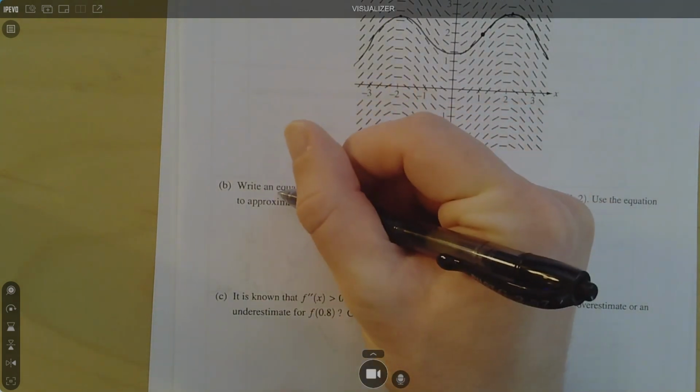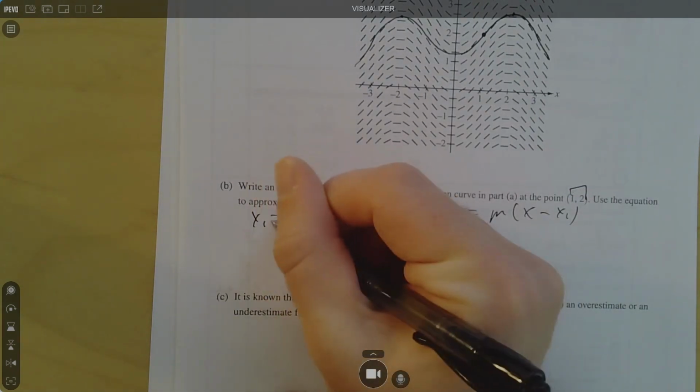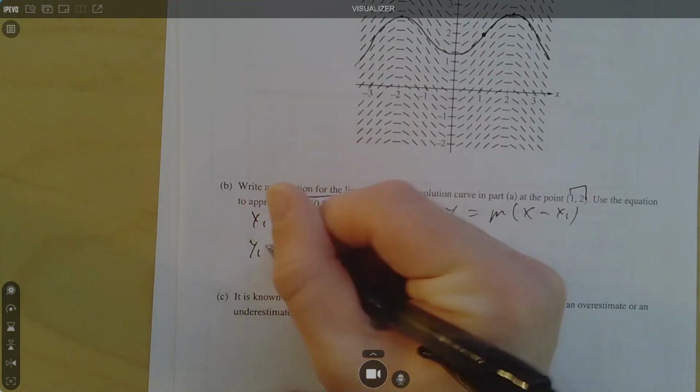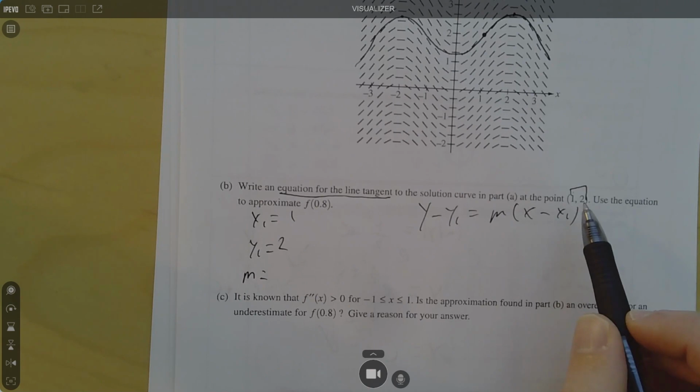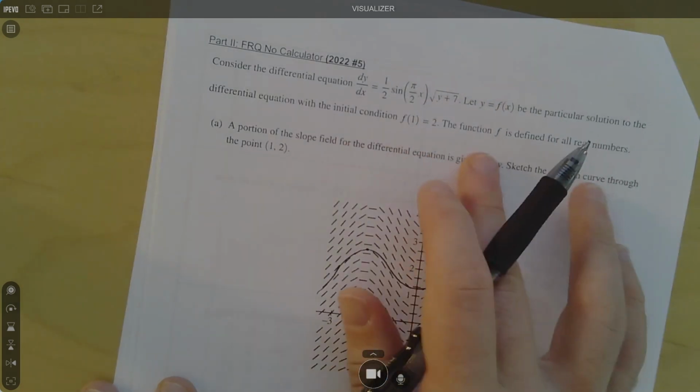Part B: write an equation for the tangent line to the solution curve in part A at the point (1, 2). So this is in the delta, I think it's 6.3 or 6.4. Equation of the tangent line. Whenever you're in the AP test and you see equation for the line tangent, you just write the formula: y minus y1 equals m(x minus x1). It gives us the coordinates here. My x1 is 1, my y1 is 2, and I'm going to get m by plugging these two values into my derivative.